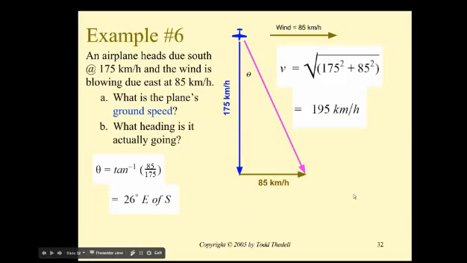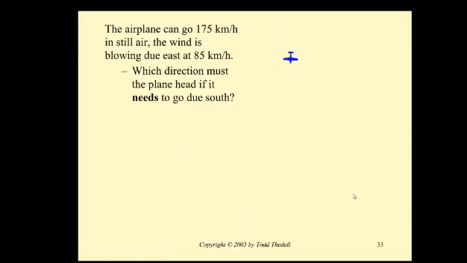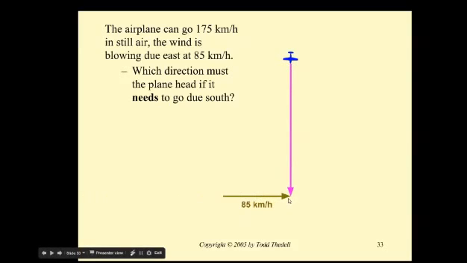Okay, got that? Let's say that this airplane still can only go 175, and 85 is the wind. What direction must the plane go if it needs to go due south? So we have this situation again where it needs to go straight south. And so we put the wind and its velocity out this way. So it's just like that boat.